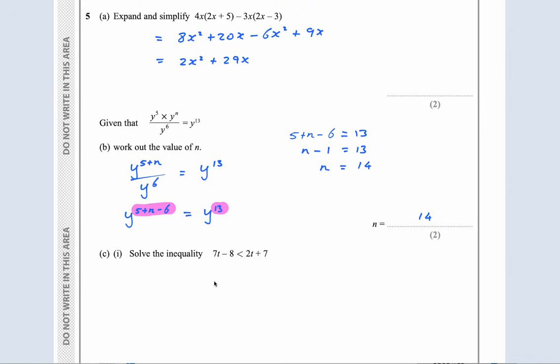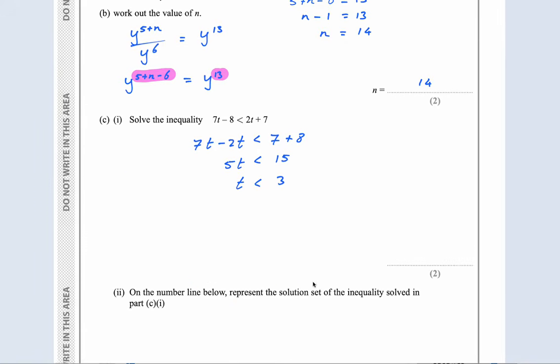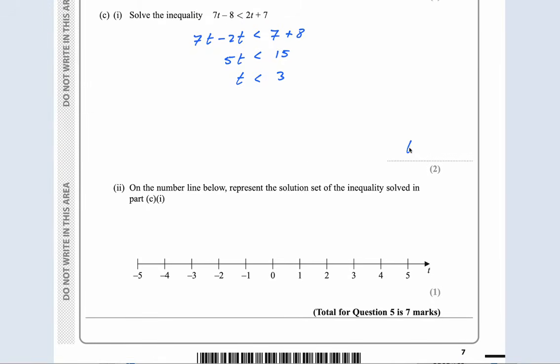Next one, solve the inequality. This one's quite easy, guys. I'm just going to subtract the 2t from both sides. And I'm going to add 8 to both sides. So that'll give me 7t minus 2t is 5t. 7 plus 8 is 15. And then t is less than 15 divided by 5, which is 3. So it's just t is less than 3.